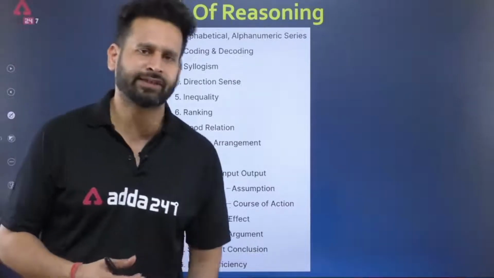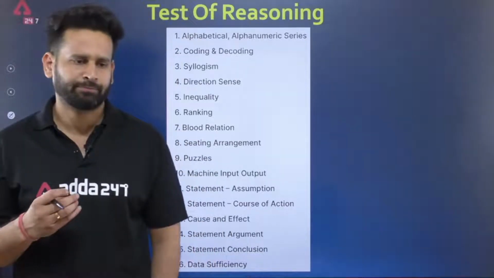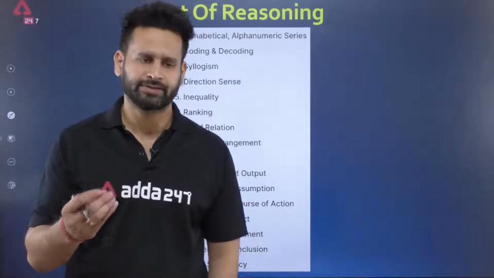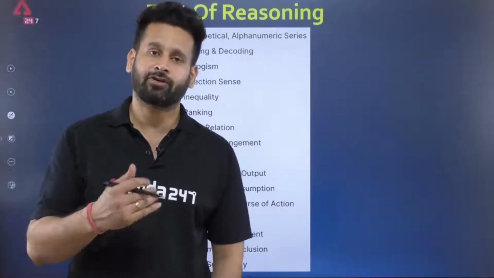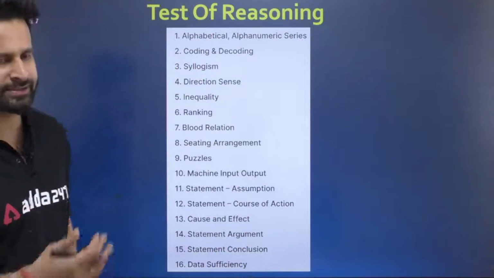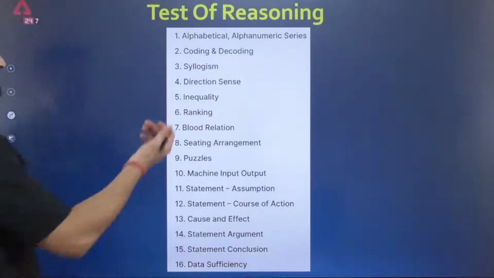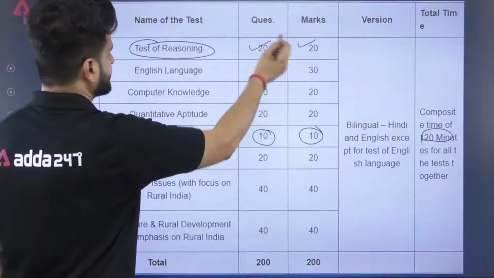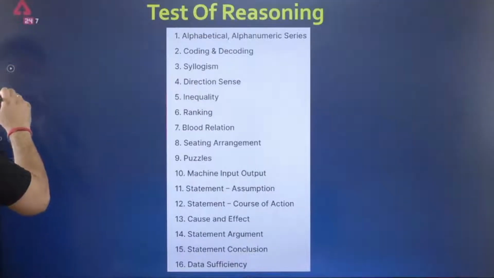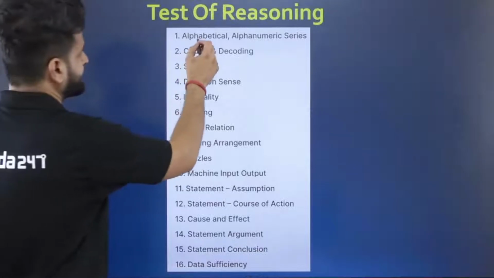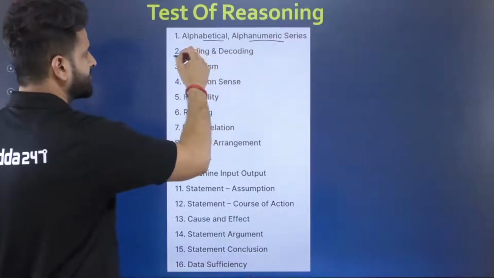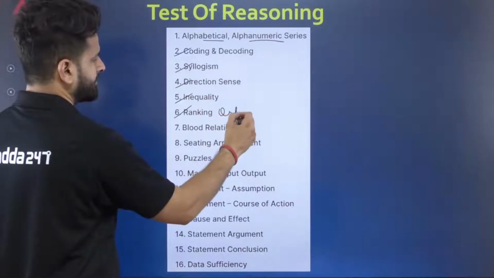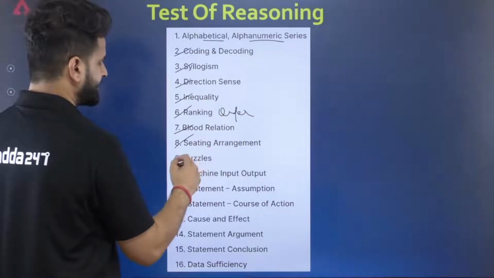Moving ahead, this is test of reasoning. Basically this test of reasoning is based on our banking reasoning only, right? Whatever topics we study for our banking exams, the same topics are the syllabus for test of reasoning. For example, alphanumeric series, alphabet test, coding-decoding, syllogism, direction, inequality, order ranking, blood relation, sitting arrangement, puzzle.